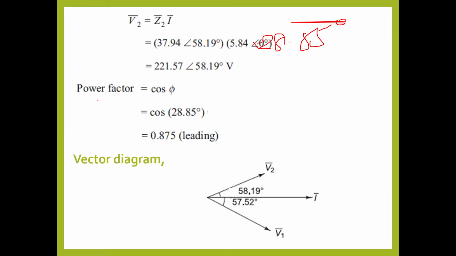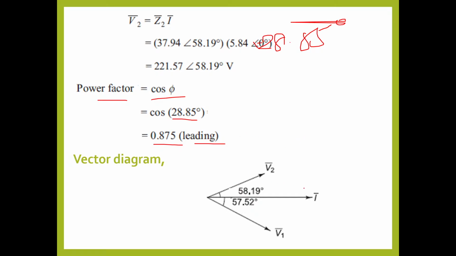Now, what about the power factor? It is the cosine of the angle. Whatever the angle of current is, you can write that down, which is minus 28.85. Write the magnitude, and you will get the power factor, which is a leading power factor. Of course, you have seen XC is greater than XL, so definitely the power factor will be leading.